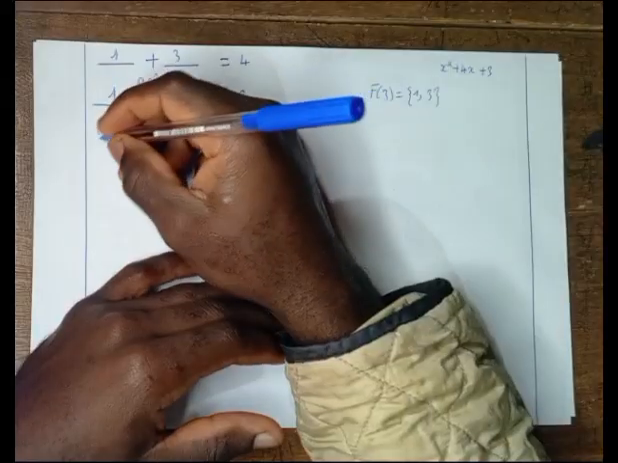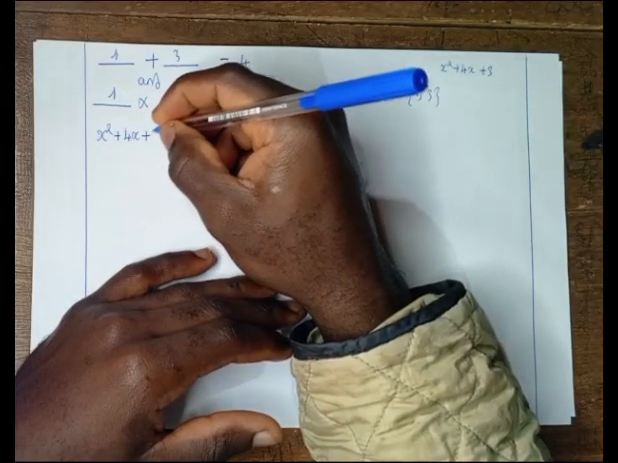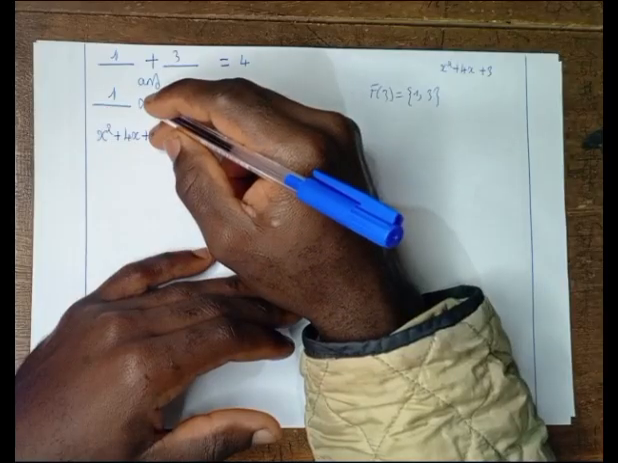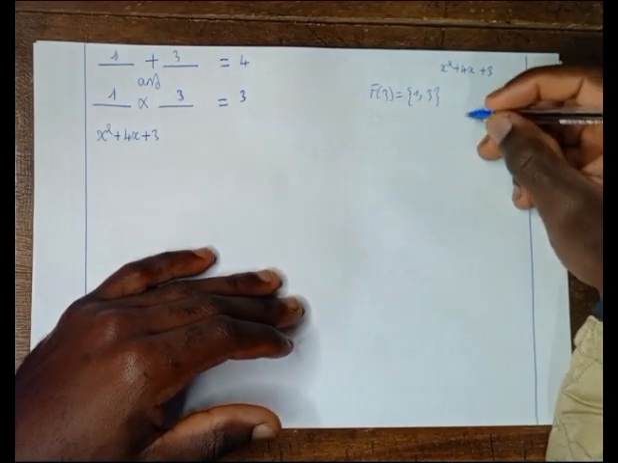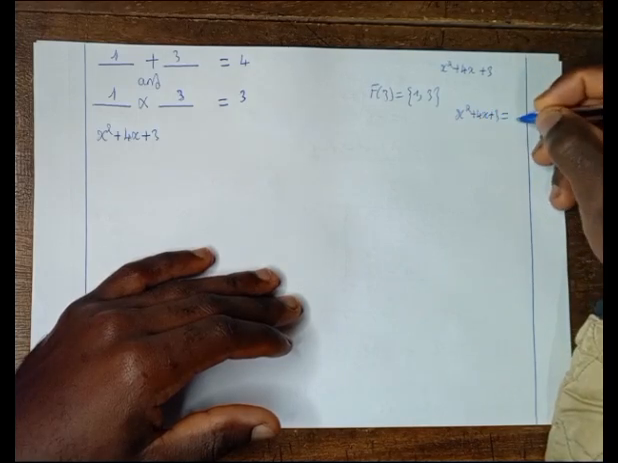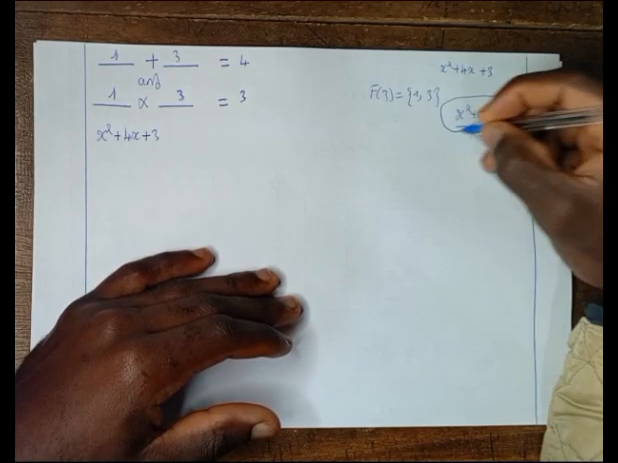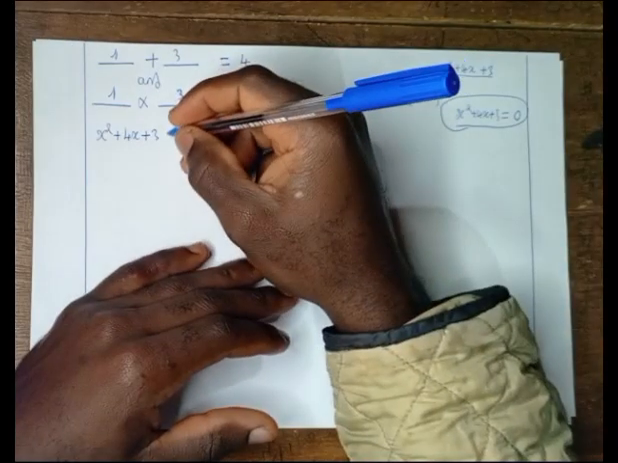We are going to write down our quadratic expression, x squared plus 4x plus 3. This is an expression. It becomes an equation when we have an equal to sign. For example, if you have something like this, equal to 0, this is a quadratic equation. Without an equal to sign, it is an expression.